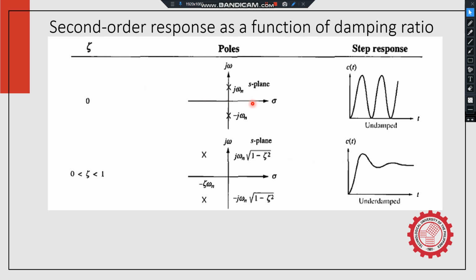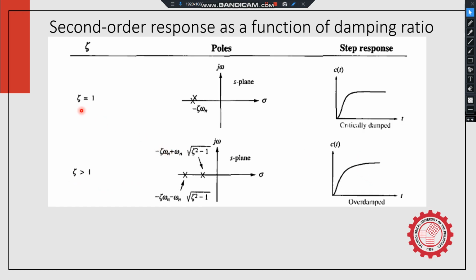Now, this table gives us the step response in terms of the damping ratio. If the damping ratio is 0, then we could expect an undamped response. If the damping ratio is between 0 and 1, then we could expect that the step response would be underdamped. If the damping ratio is equal to 1, then the step response could be critically damped. And if the damping ratio is greater than 1, it would be overdamped.